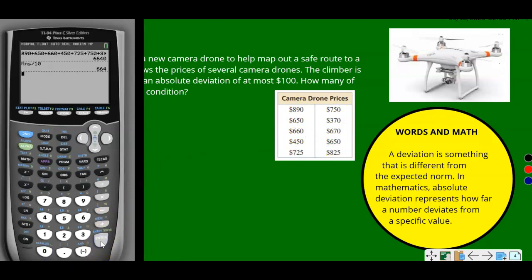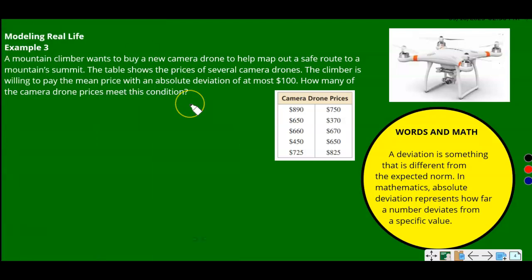So the average, or the mean price for these 10 cameras is $664. Let's write that down. So the mean equals $664.